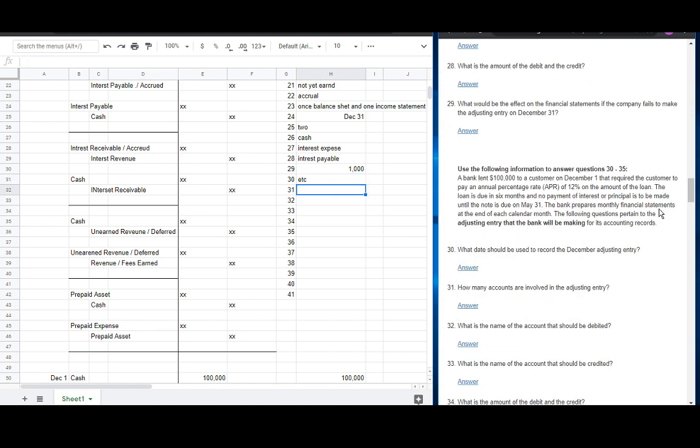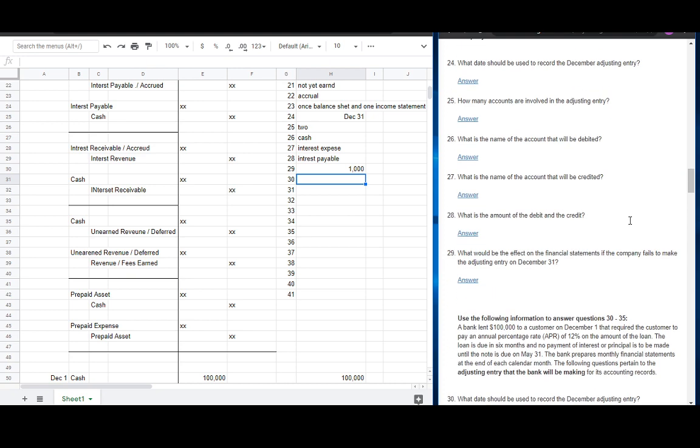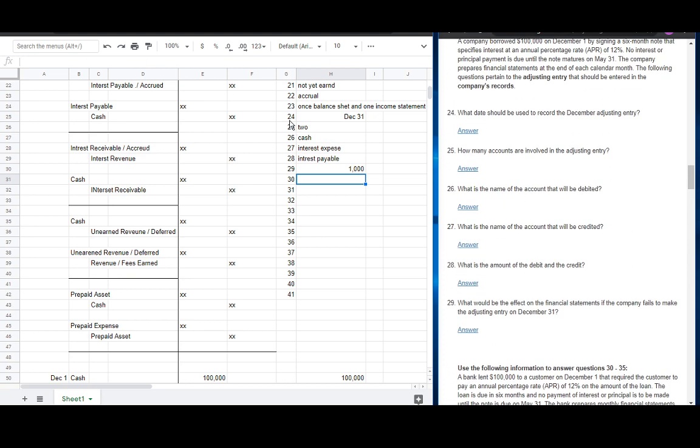And number 31, let's proceed. On number 30, let's proceed. 28, 29, 30. I feel that I have missed 2.